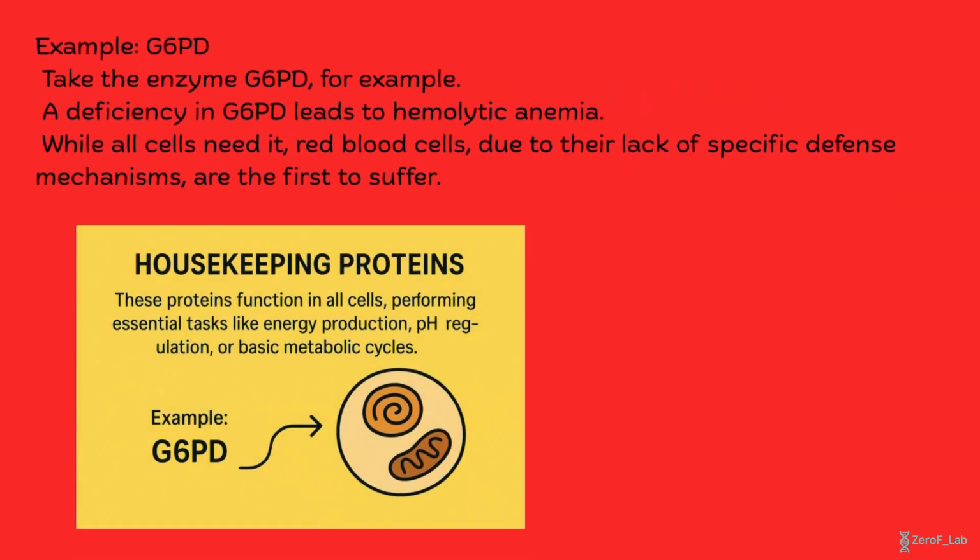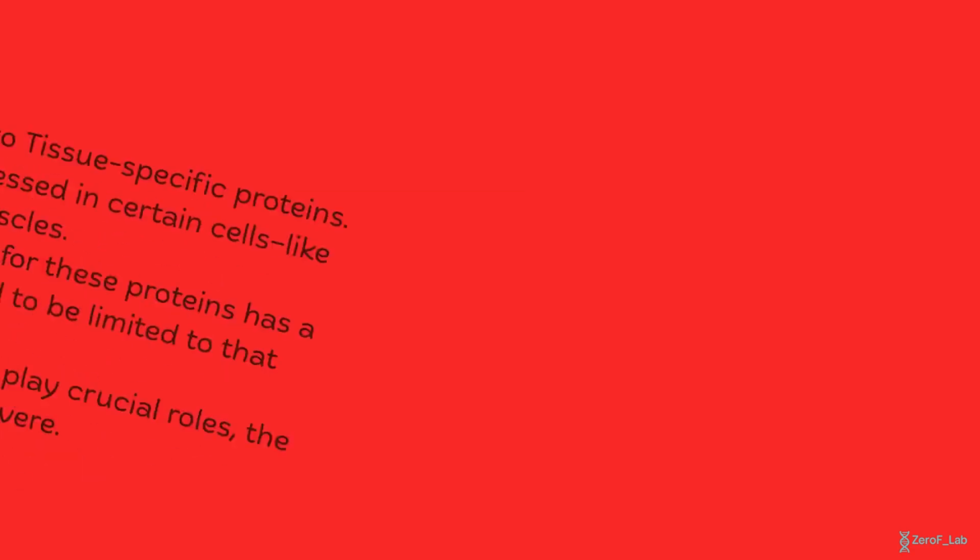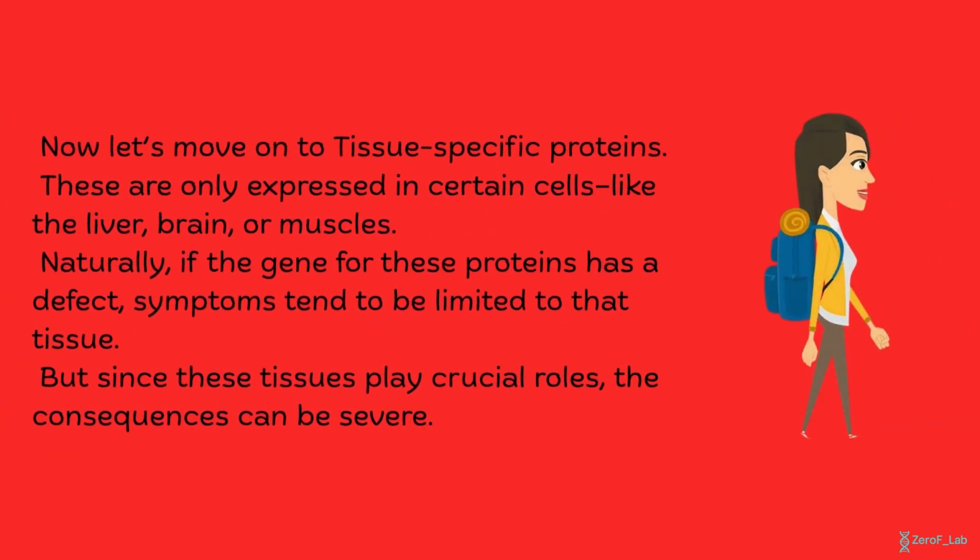Example: G6PD. Take the enzyme G6PD, for example. A deficiency in G6PD leads to hemolytic anemia. While all cells need it, red blood cells, due to their lack of specific defense mechanisms, are the first to suffer.